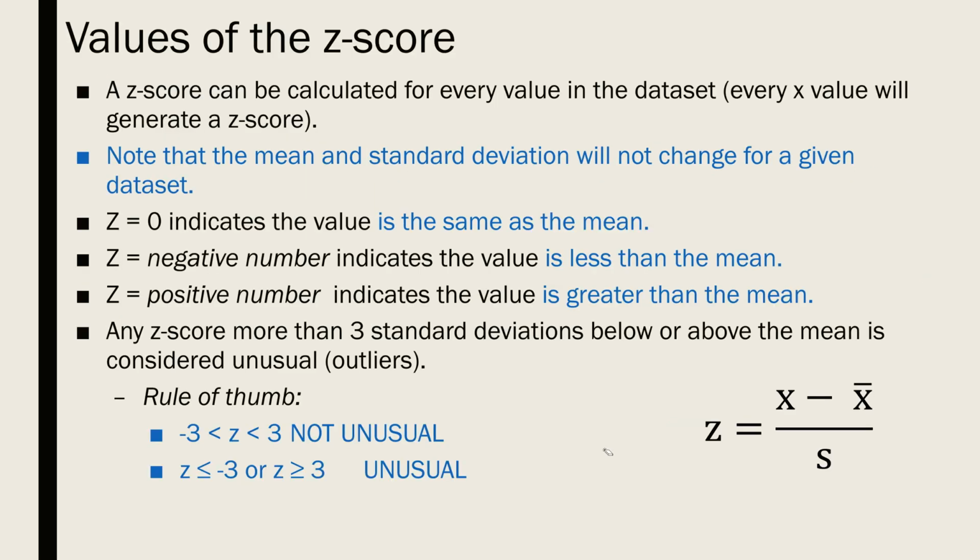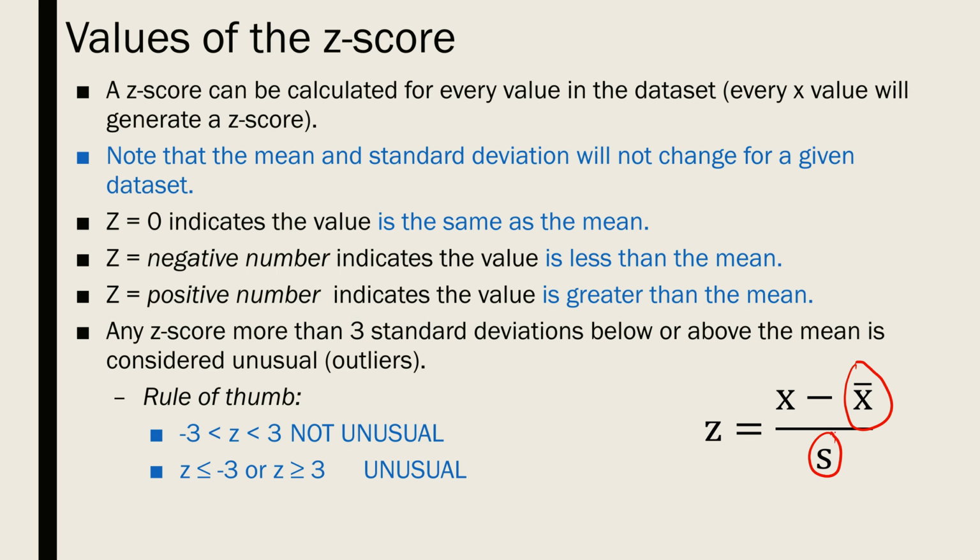A z-score can be calculated for every value in the dataset. Every x value will generate a z-score. Note that the mean and standard deviation will now change for a given dataset. This means the x bar here and s here will now change for a given dataset.